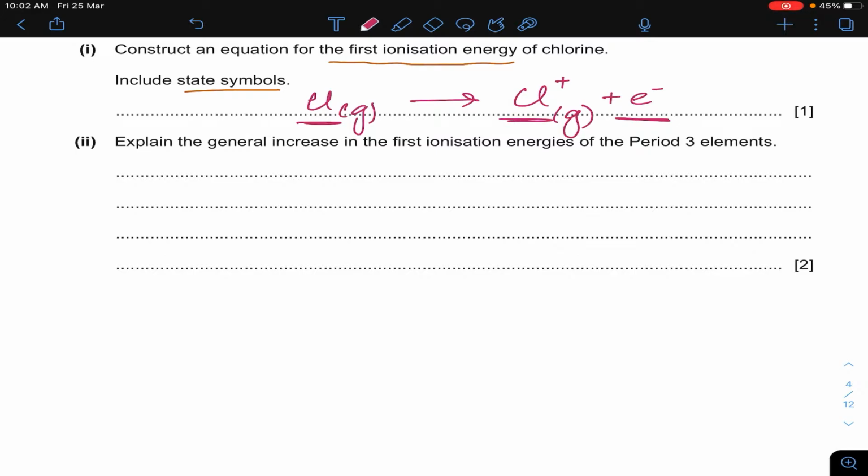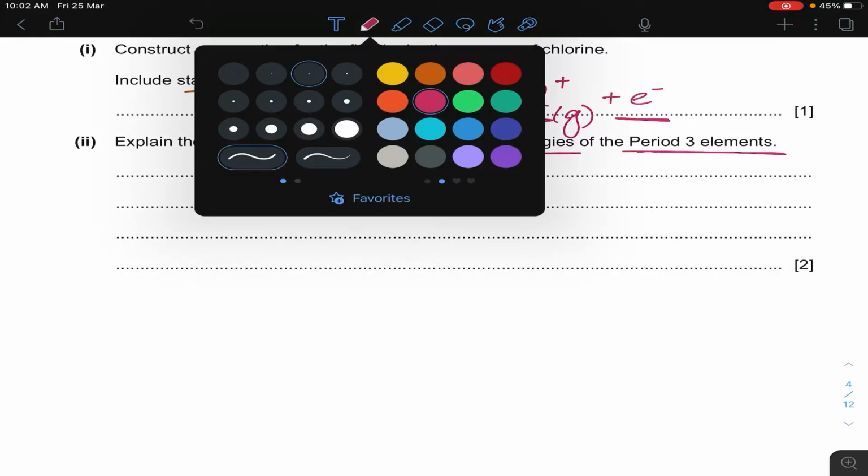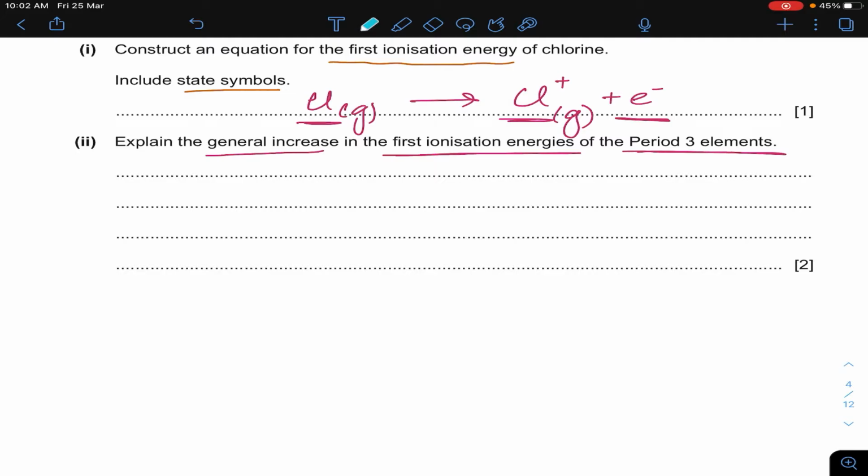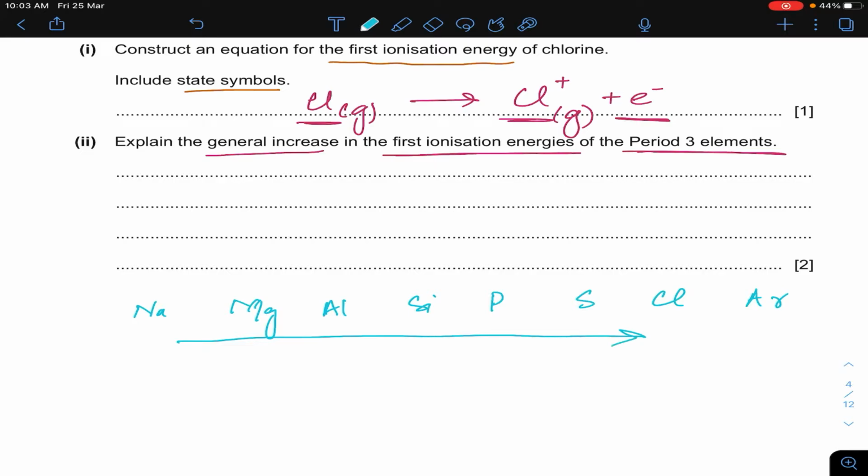Okay, so the next question is: explain the general increase in the first ionization energies of the period 3 elements. Across period 3, ionization energy increases: sodium, magnesium, aluminum, silicon, phosphorus, sulfur, chlorine, argon. So they're asking why there is a general increase in the first ionization energy of the period 3 elements across the period.